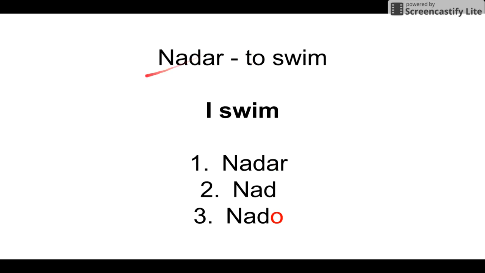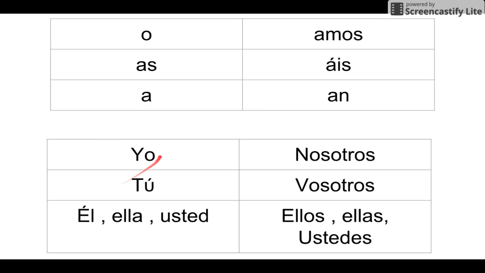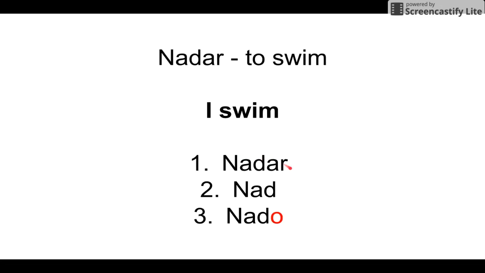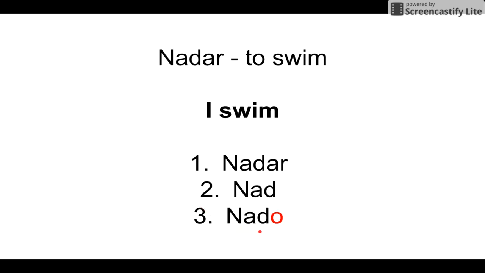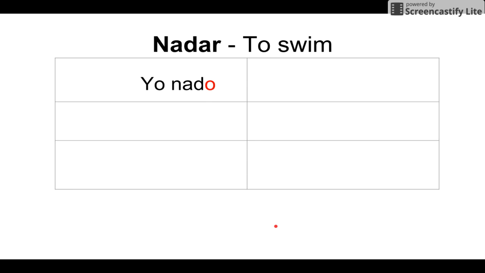So in actual conjugation here, I have nadar, which means to swim. But if I want to say I swim, I need to conjugate nadar for the subject, which is I, which would be the yo form. So I start with nadar. I chop off my AR and I'm left with the verb stem. And then I add the appropriate ending. The appropriate ending in this case would be O. And so yo nado, to swim, becomes I swim.